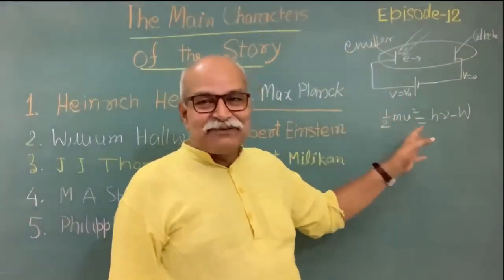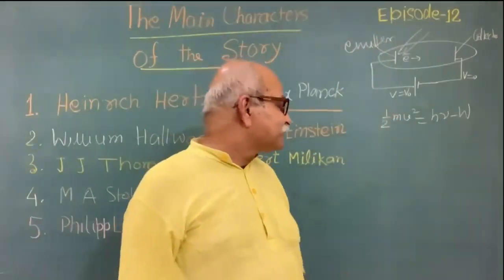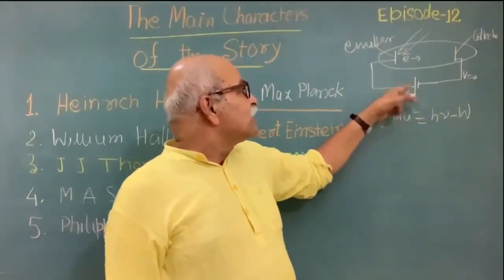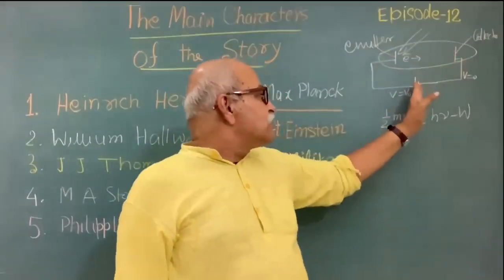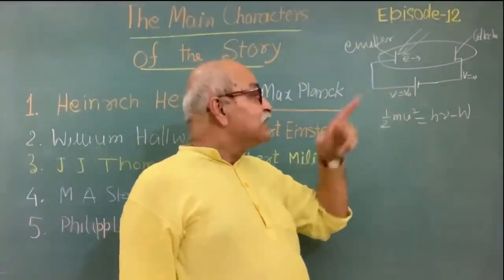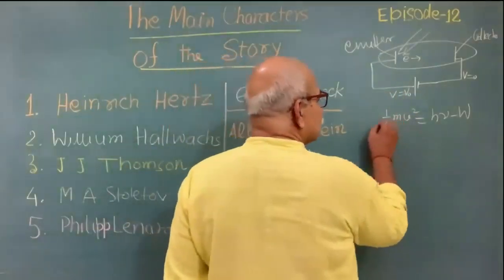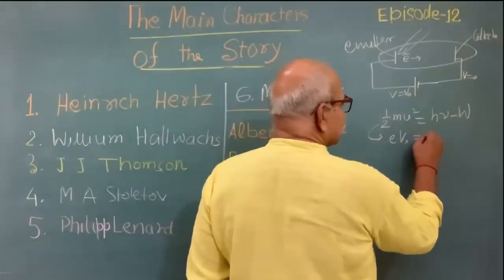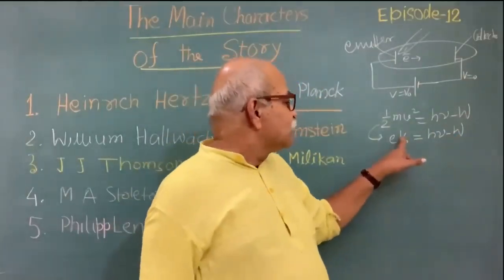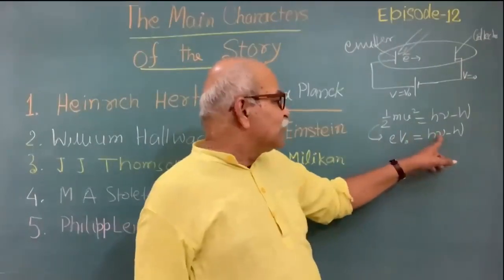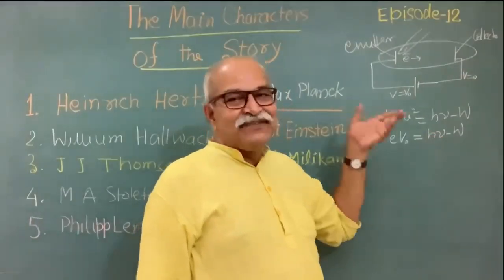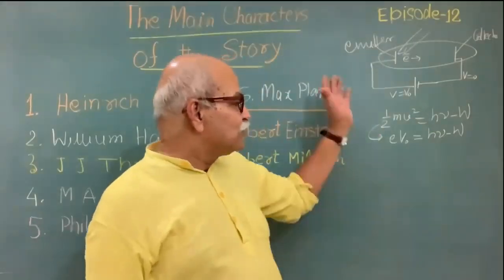So according to the Einstein equation, if you apply a sufficiently large V0 so that these electrons do not reach the collector, then the current will be 0. To stop the current, what is the minimum potential you have to apply? The stopping potential. If V0 denotes this, then half mv square is equal to e times V0, and that is h nu minus w. And therefore, if you plot this V0 on the vertical axis and the frequency nu on the horizontal axis, you will get a straight line, and the slope of that straight line will be h by e. Okay, so that comes out from the Einstein equation.